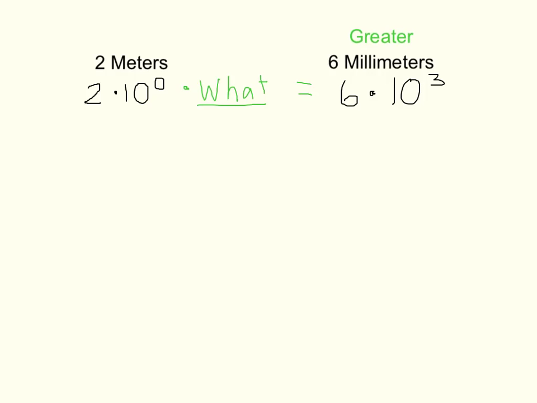So what we're solving for is 2 times 10 to the 0 power times what will equal 6 times 10 to the 3rd power. So the first thing we need to do is compare our coefficients. 2 times what is 6? Well, 2 times 3 is 6. Now let's compare our exponents.